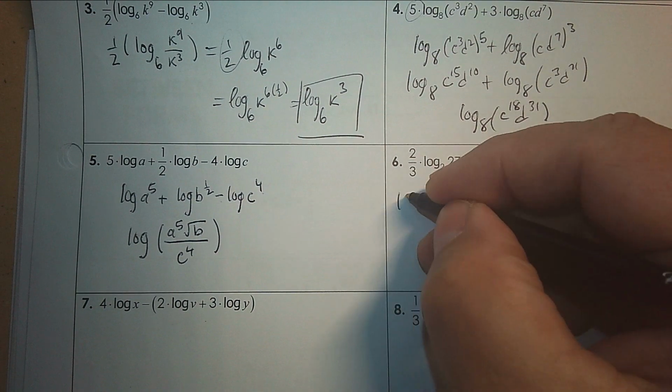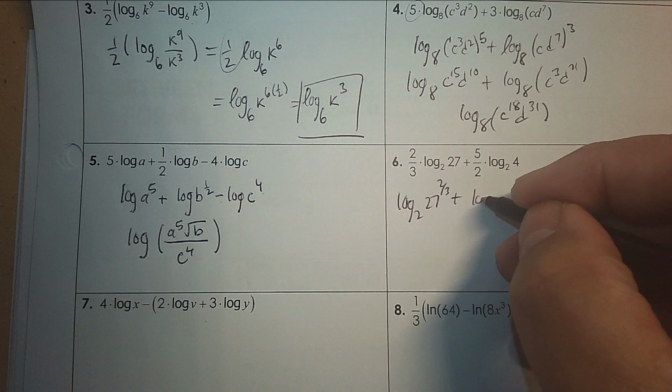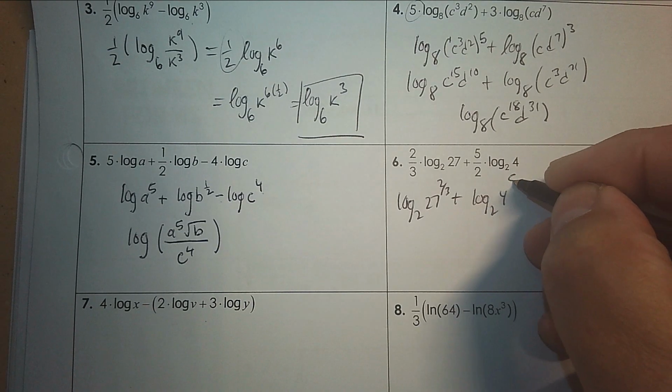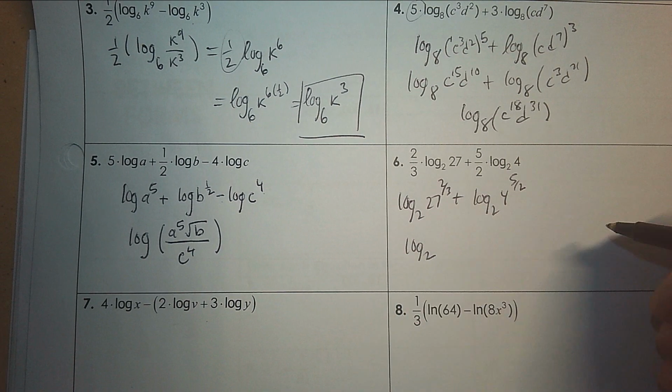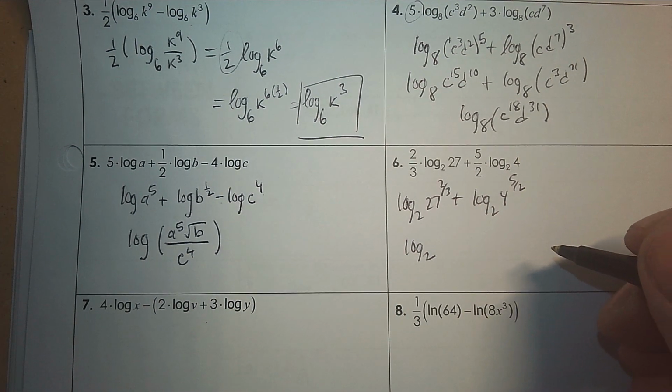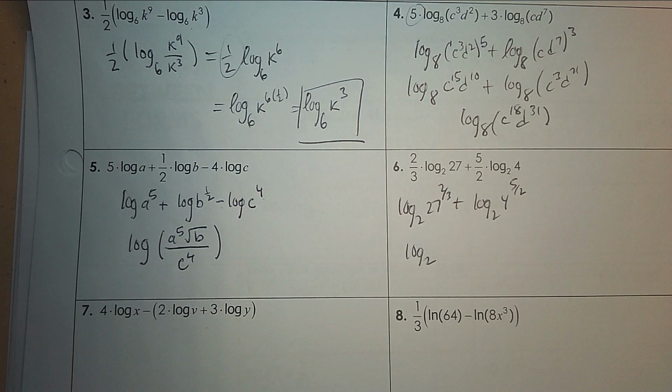Here again, the exponent 2/3. Here again, the exponent 5/2. So I'm going to simplify that first. So 27 to the 2/3. Give me a second.